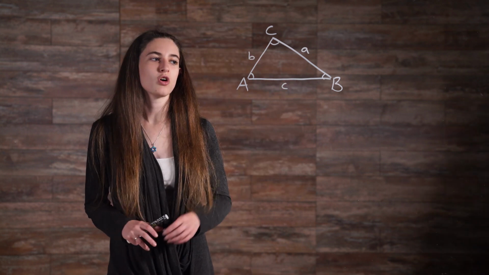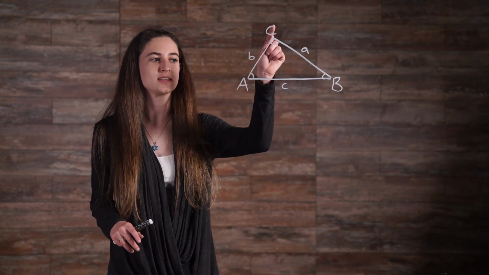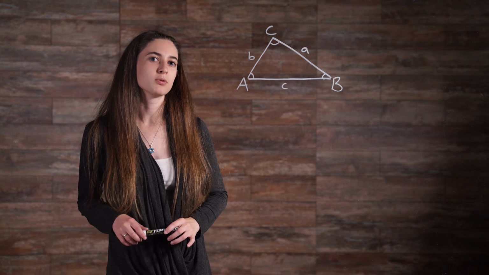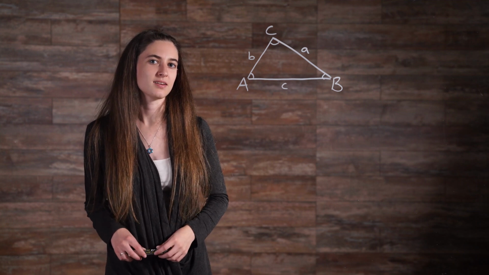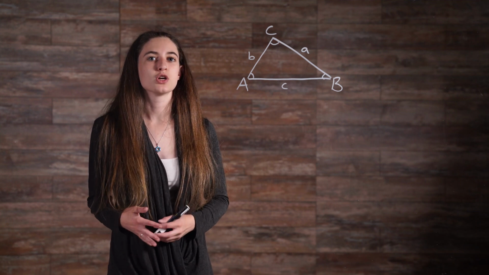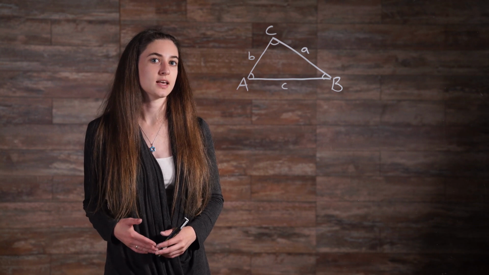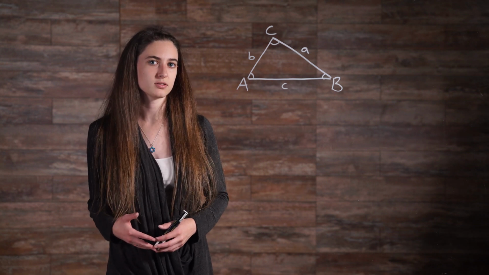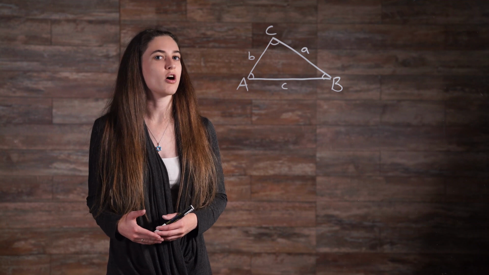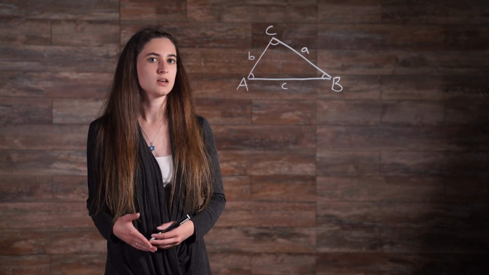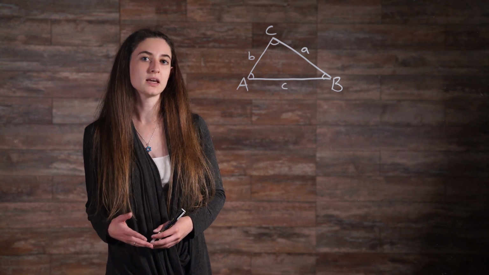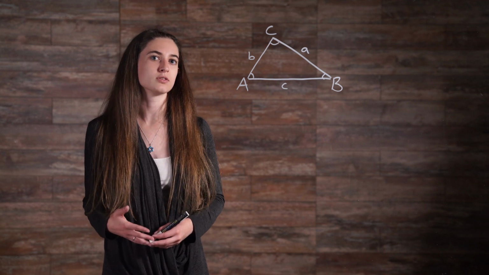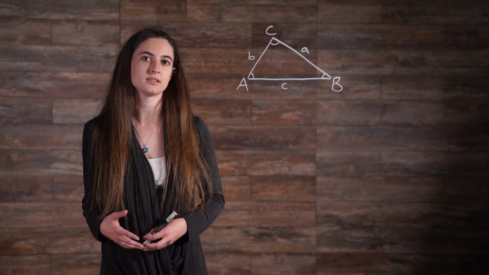Here's a triangle we'll call capital A, B, C, with the sides labeled lowercase a, b, and c. As you can see, we're using lowercase letters for the sides and uppercase letters for the angles. So in order to use the law of cosines to find side c, we would need to know side b, side a, and angle C, which is opposite side c.